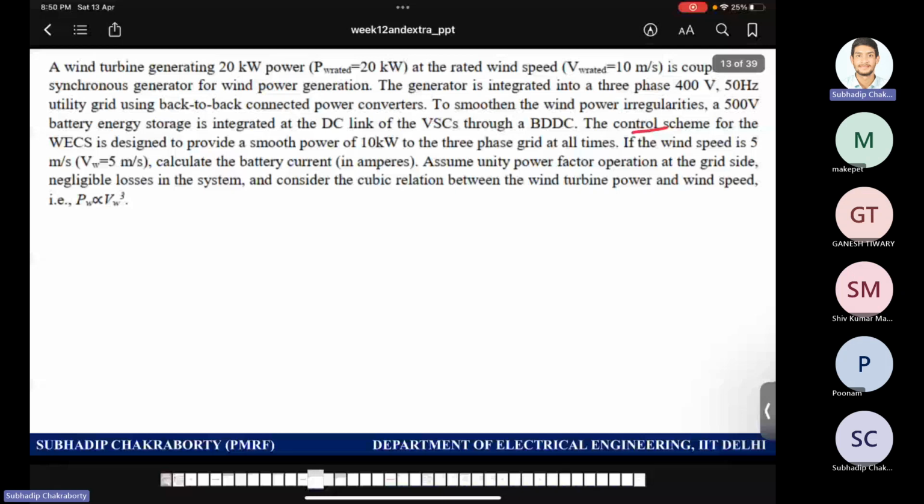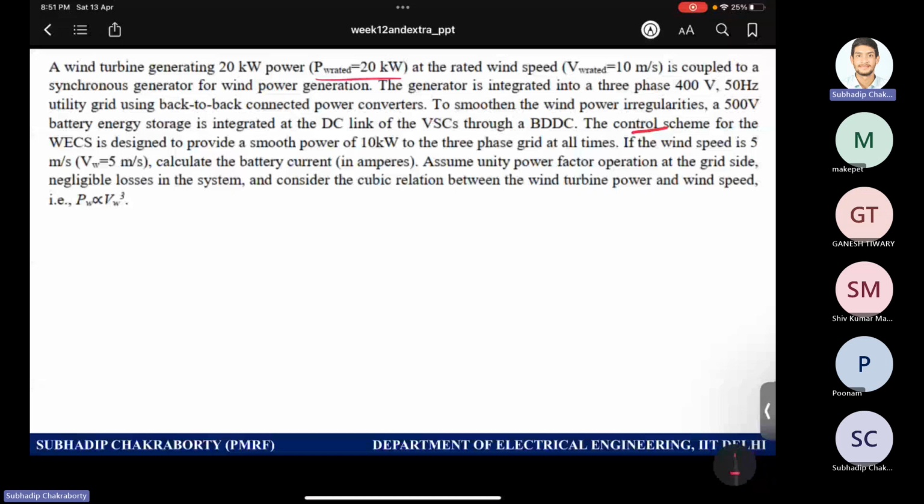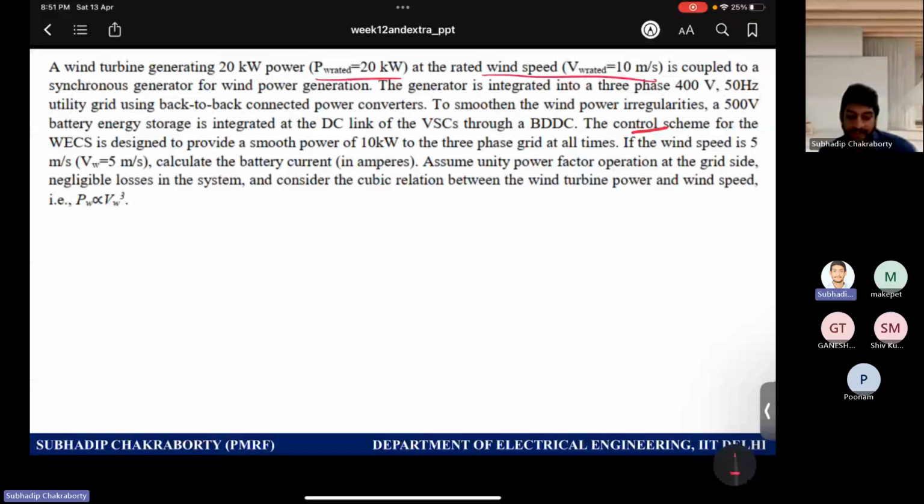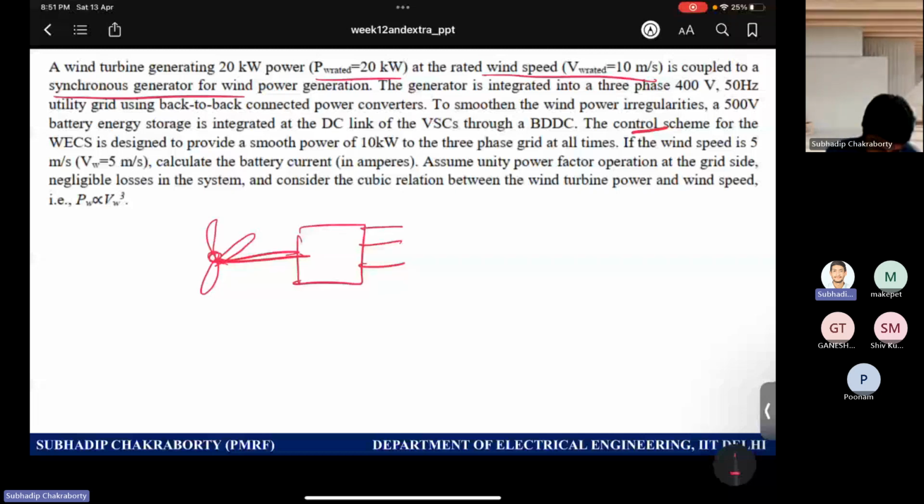Done, right? So this question is telling you a wind turbine which is generating 20 kilowatt of power, but 20 kilowatt is rated for rated wind speed. So rated wind speed is 10 meter per second. Now, as someone was telling, this was a wind turbine and it is coupled to a generator, which is the synchronous generator. And then this generator has AC terminals, which are connected to back-to-back converters.